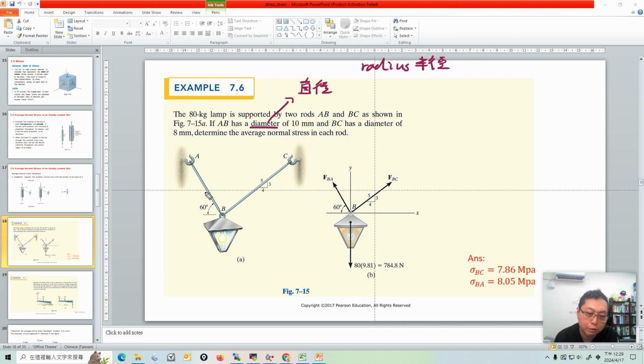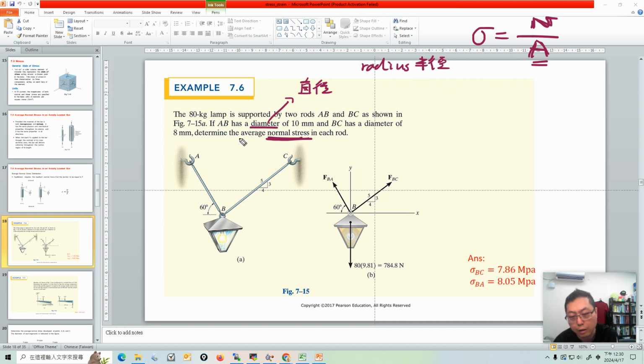Because this will influence your area calculation. Don't forget, normal stress is the normal force divided by area, so the radius or diameter lets you calculate the area. So be very careful. Okay, so what does this problem want to calculate? Determine the average normal stress.